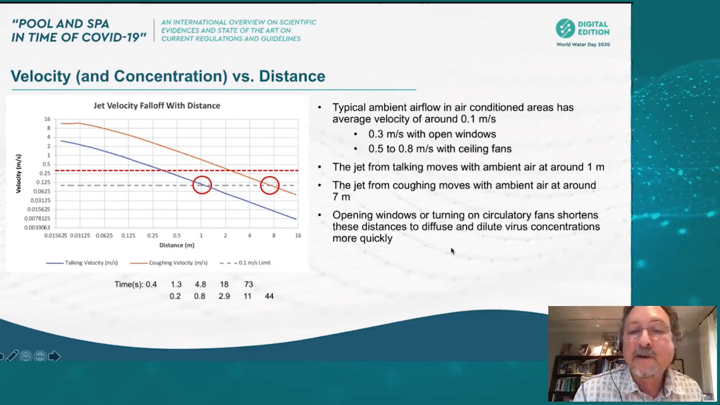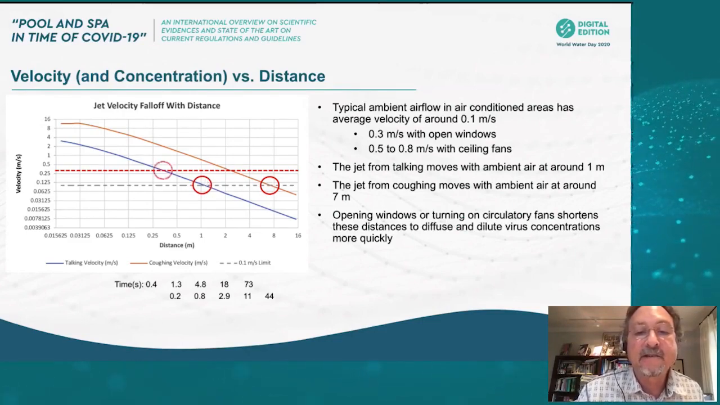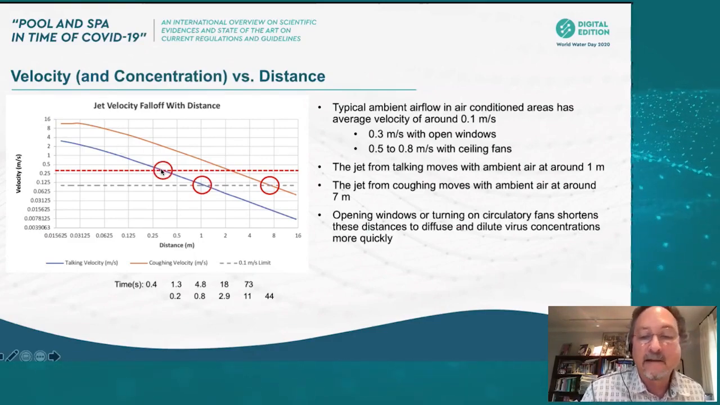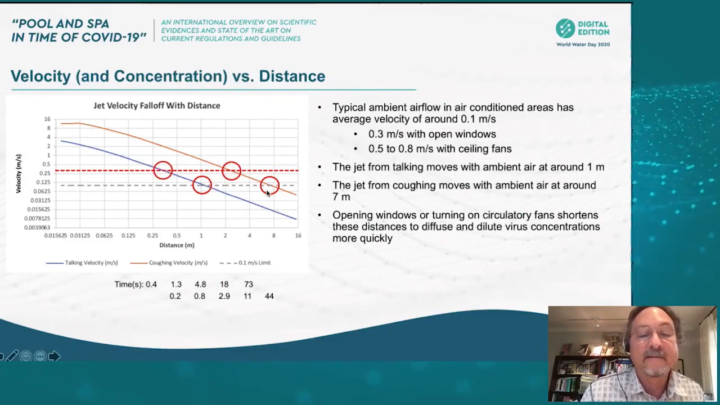Now you can see that opening a window or turning on circulatory fans shortens these distances, which helps diffuse and dilute the virus concentrations more quickly. So you can see within about 1/3 of a meter for talking, and perhaps 2.5 meters for coughing, significantly better than what it was before.